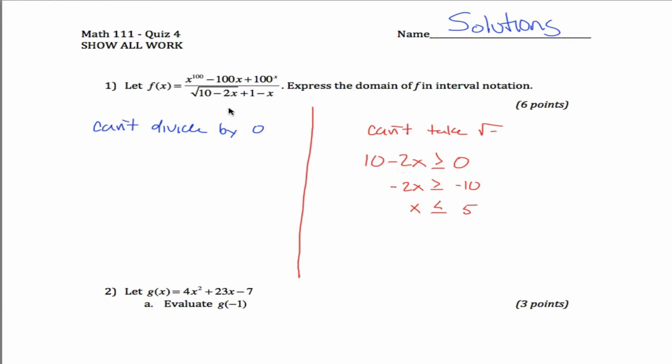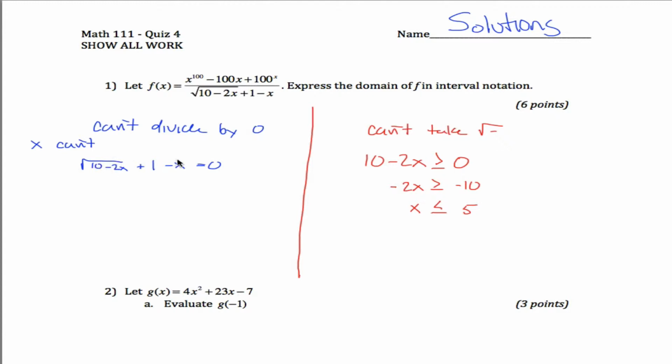Unfortunately, that doesn't finish the problem because I'll still have to make sure I don't divide by 0. So x can't make the denominator, which is the square root of 10 minus 2x plus 1 minus x, equal 0. We can't have an x that makes this true, because if it does, that x will make me divide by 0, so it can't be in the domain. So how do you solve this? Well, we've seen things like this.